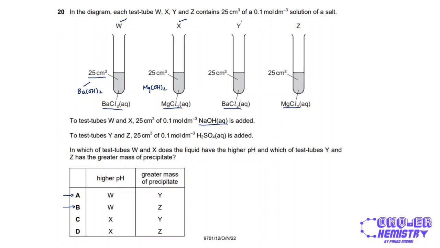Now for the test tubes Y and Z, what we're going to do over here is add sulfuric acid. So what happens now is that the chlorides of the group 2 elements will be converted into the respective sulfates. Now for the sulfates, we know that the solubility trend is the opposite. Down the group, the solubility of the sulfates decreases. And so we know that barium sulfate will be less soluble, and so we will have a greater mass of precipitate in Y. So option A is going to be correct in this case.